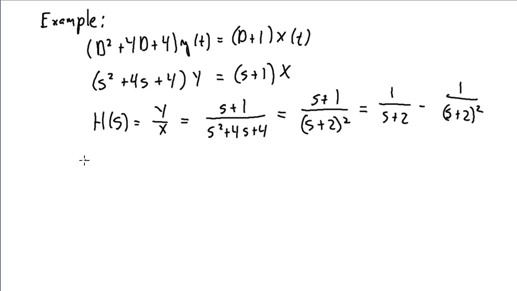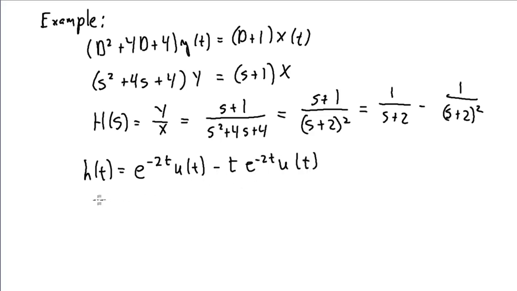So the corresponding impulse response of this system would be the inverse Laplace transform of each of these terms. The first term inverse Laplace transforms as e to the minus 2t u(t), and the second term has an inverse Laplace transform of t e to the minus 2t u(t).